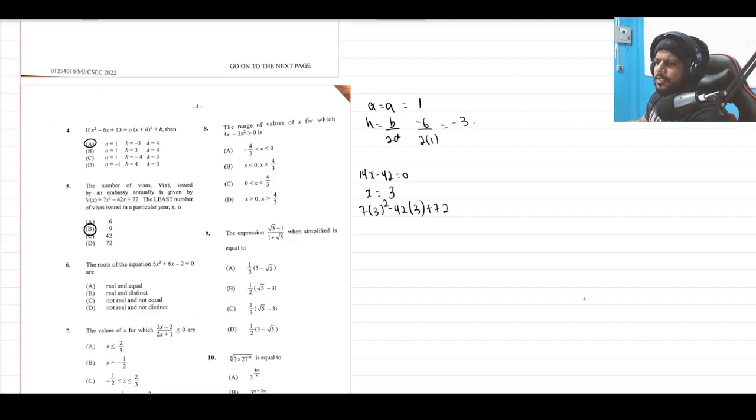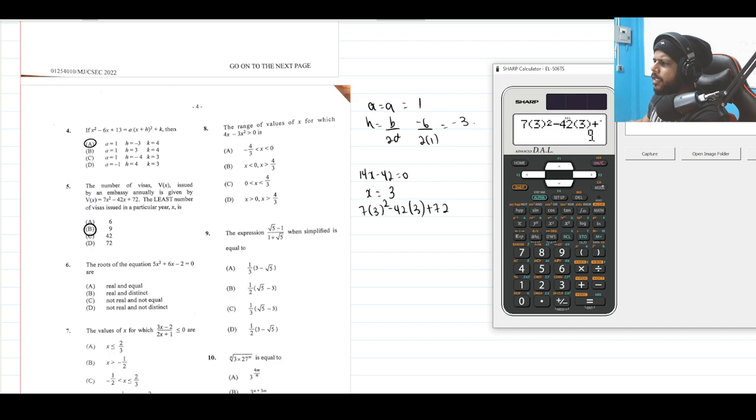The roots of the equation are, again, you could just punch them into your calculator. 5, 6, and minus 2. Real, and distinct.